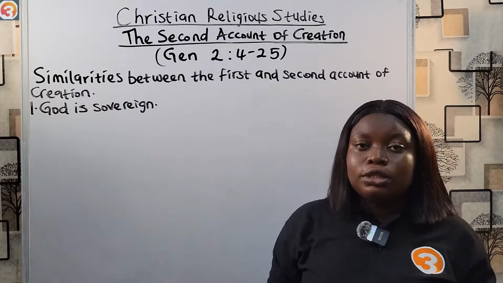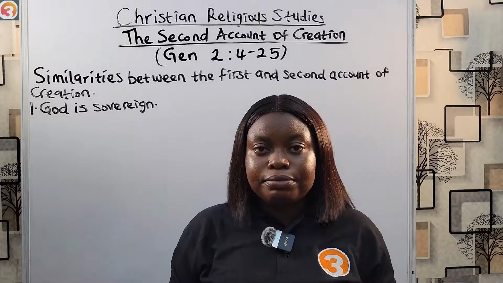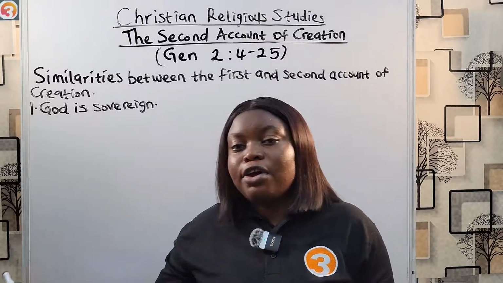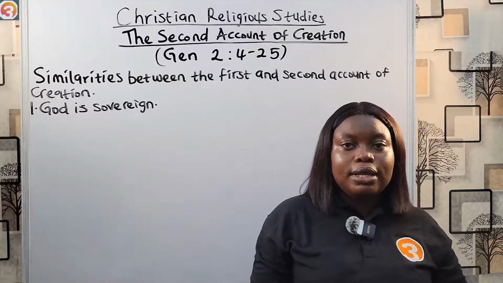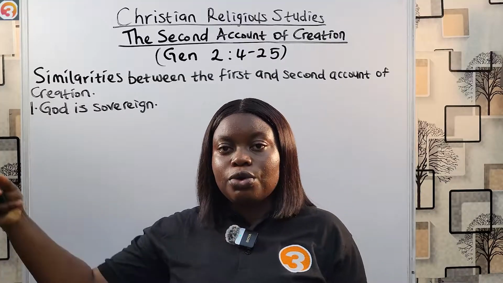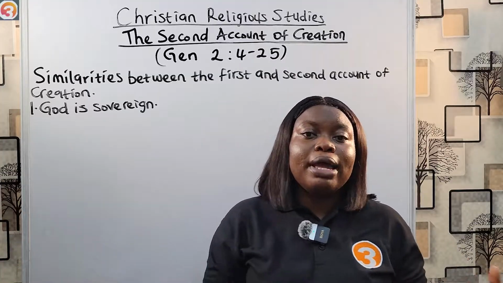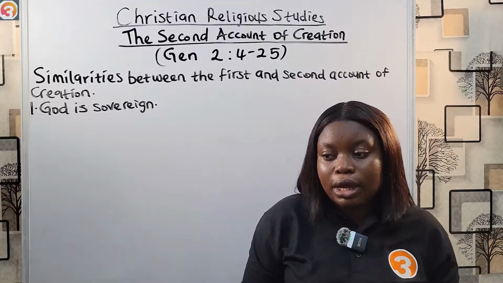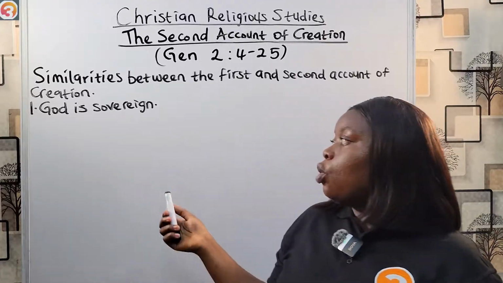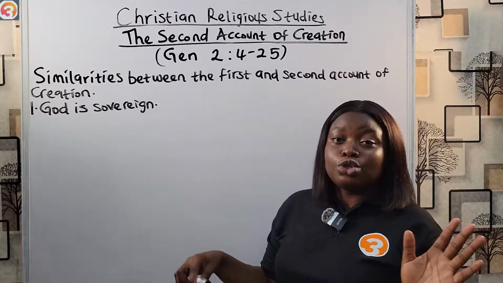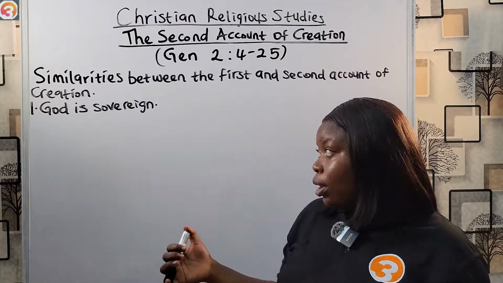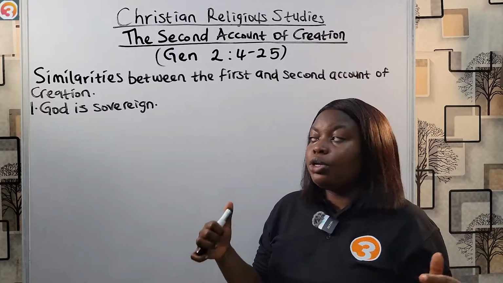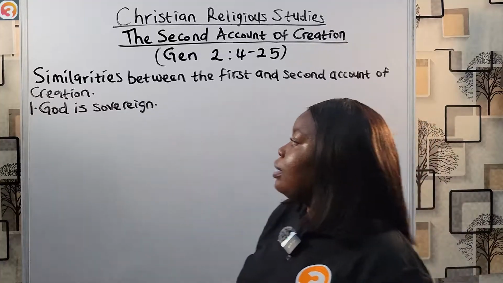He created the universe with his power. We see in the first account, God said, let there be this, God created this, God created. All of it was done by God. Same thing in the second account as well. So God is sovereign, God is all powerful, God is the source of life, God is the source of all that exists. God is the creator. That is one of the similarities.